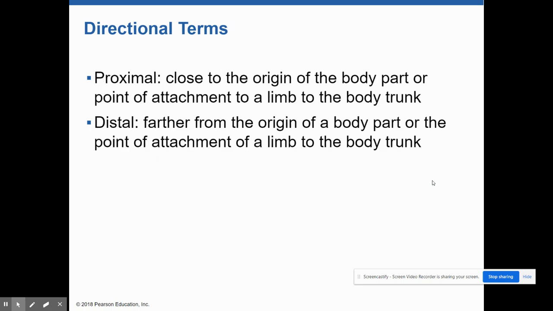Proximal means closer to the origin of the body part or point of attachment of a limb to the body trunk. So proximal is similar to superior, meaning it's further up, but you only use that term when you're talking about a limb, such as an arm or a leg. So an example of proximal is the elbow is proximal to the wrist because the elbow is closer to the trunk than the wrist. And then distal means further from the origin of a body part or the point of attachment of a limb to the body trunk. So the wrist is distal to the elbow because the wrist is further away from the trunk than the elbow.